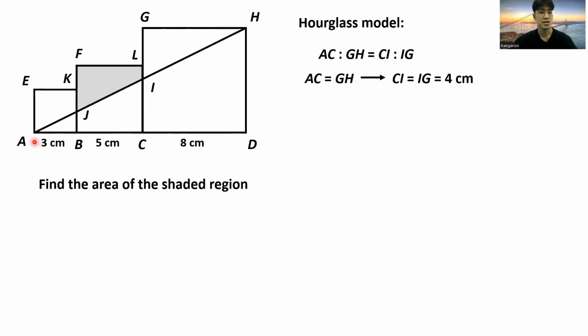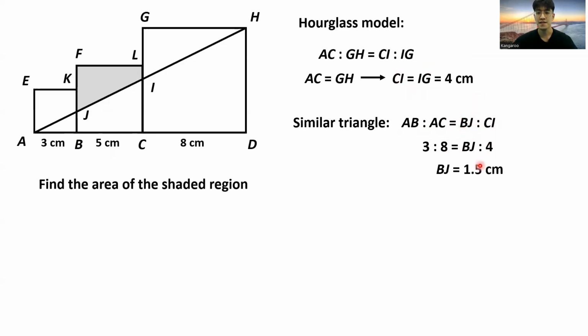We could. For example, the triangle ACI is a similar triangle. And with similar triangle, we can see that AB to AC is the same as BJ to CI. So we can find that AB is 3, that is given, AC is 8, CI is 4, which is what we just found. We can easily find that BJ has the length of 1.5 centimeters. And that basically solves this problem.